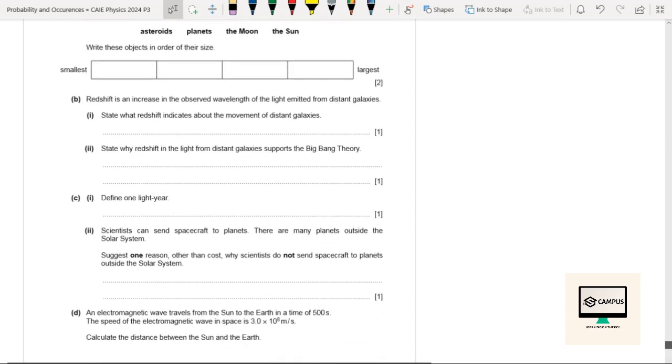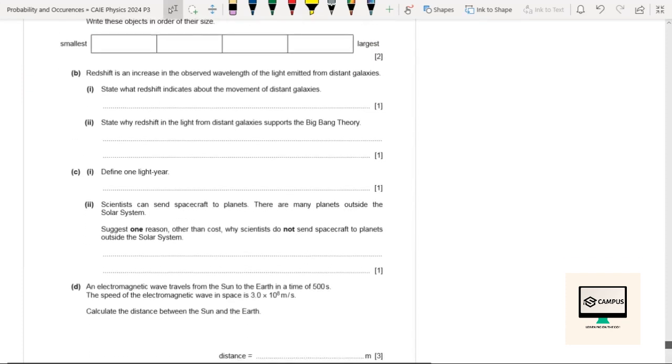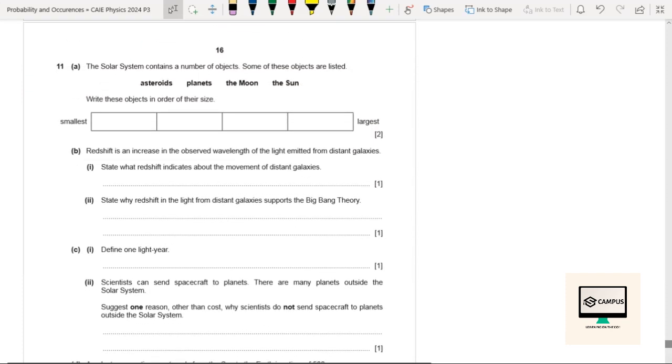So that's it. Moving on to the last question. Yeah, this is the last one. Question number 11. 11A states that the solar system contains a number of objects. Some of these objects are listed, like asteroids, planets, the moon, and the sun. This is the solar system, our very own solar system. Write these objects in the order of their sizes.